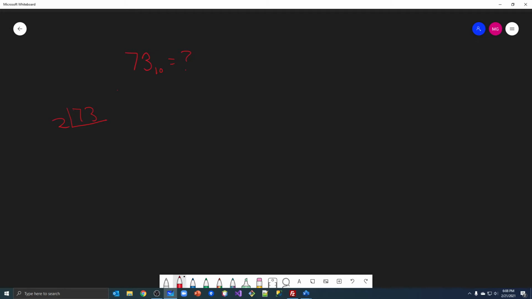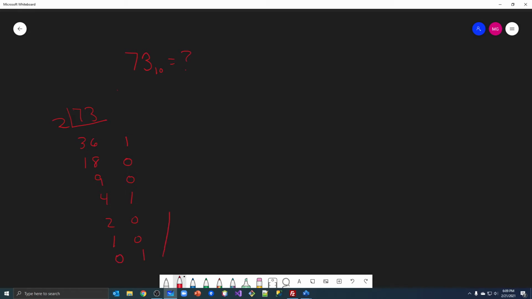Okay, 73 divided by 2 is 36 with a remainder of 1. 36 divided by 2 is 18 with a remainder of 0. 18 divided by 2 is 9 with a remainder of 0. 9 divided by 2 is 4 with a remainder of 1. 4 divided by 2 is 2 with no remainder, and 2 divided by 2 is 1 with no remainder. 1 divided by 2 is 0 with a remainder of 1.